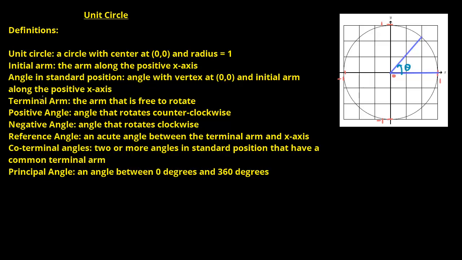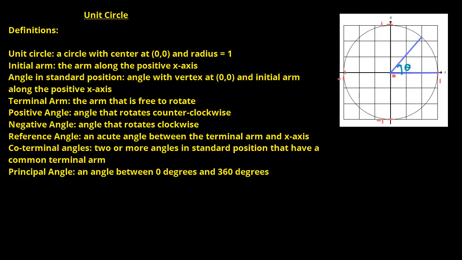The next thing that we're going to look at is the terminal arm. This arm that rotates from the initial arm is called the terminal arm. So it's this arm that I drew right here. This is angle theta, this is the terminal arm, and this is the initial arm. Next is a positive angle. If I rotate the terminal arm from the initial arm counterclockwise, then this angle is positive.